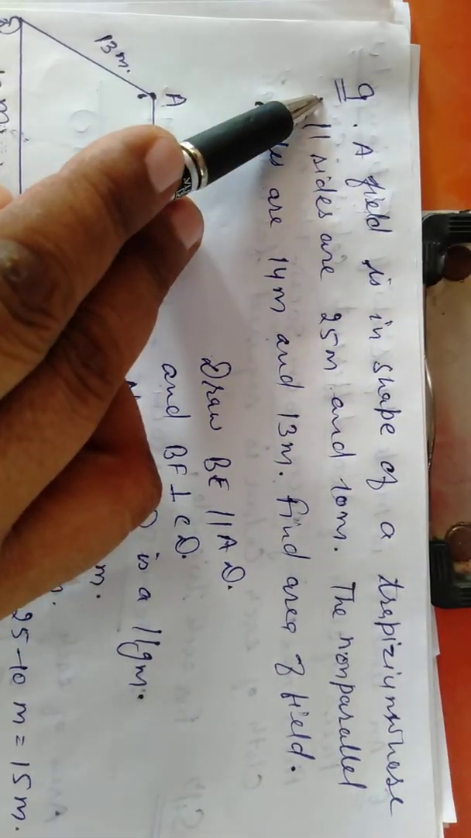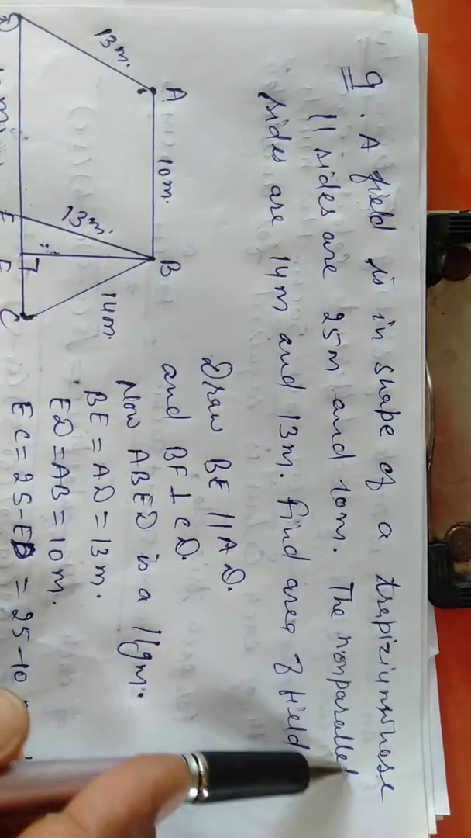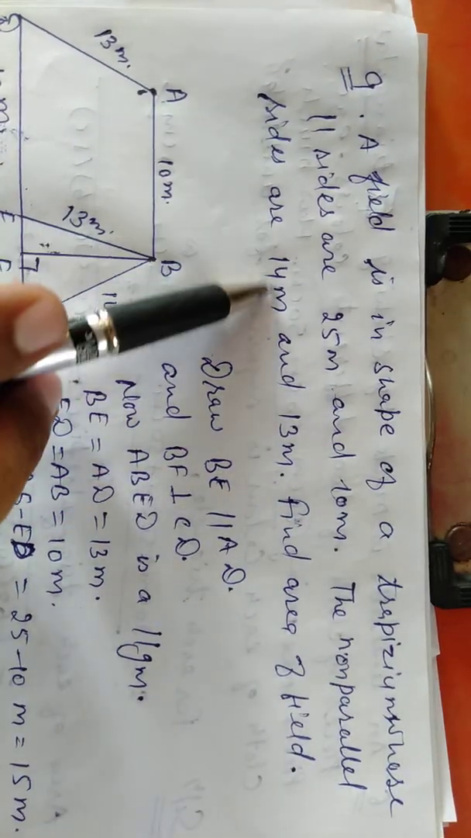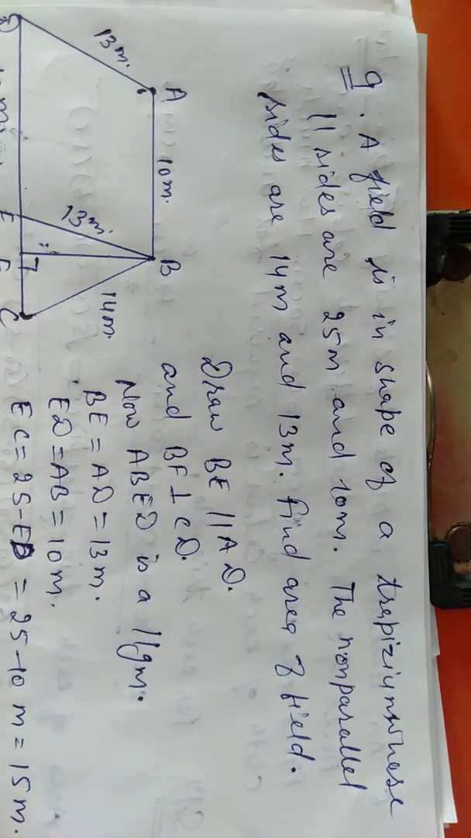Let us start question number 9. A field is in the shape of a trapezium whose parallel sides are 25 and 10 meter. Non-parallel sides are 14 meter and 13 meter. Find the area of this field.